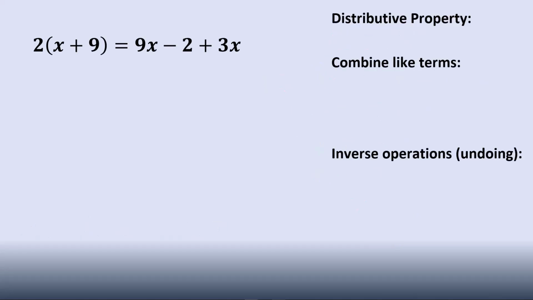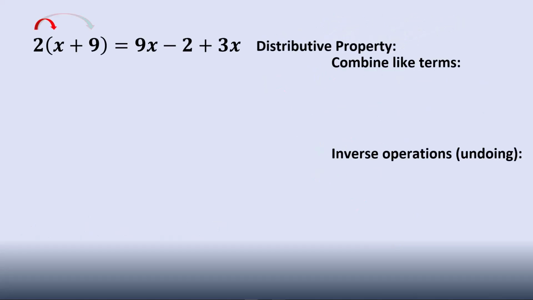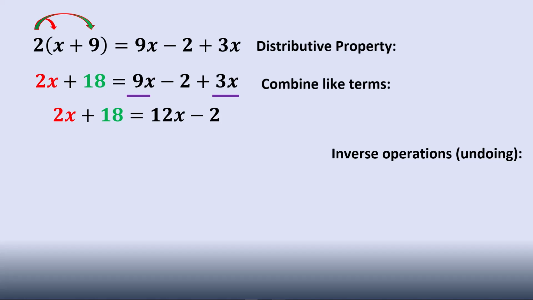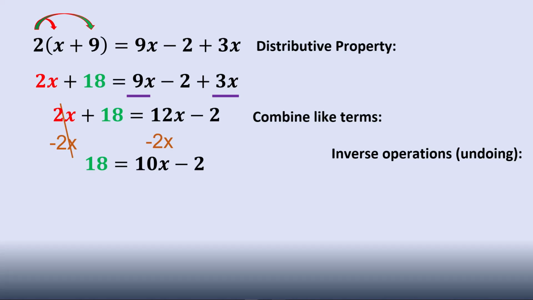Here we distribute the 2 to both x and 9, resulting in 2x plus 18. Then we combine like terms on the right side. 9x and 3x make 12x. And now we have to collect the x's on one side or the other. And this is a form of combining like terms.